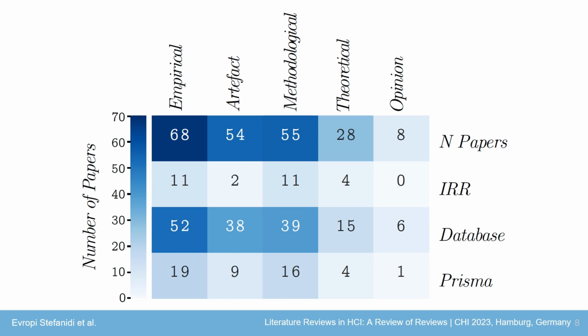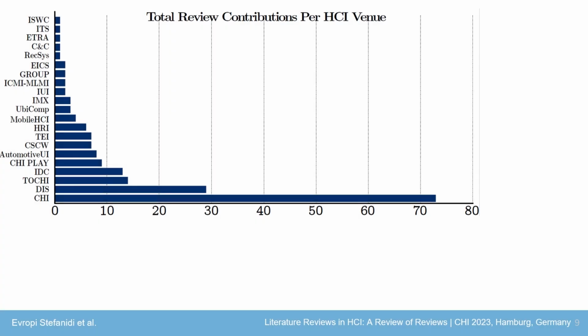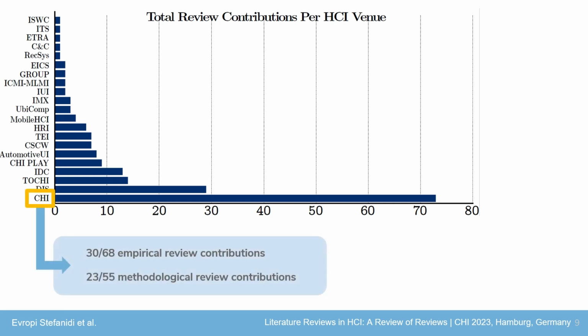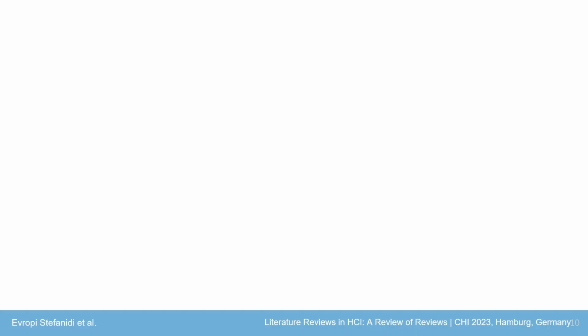For more details, please refer to our paper. We also analyzed where HCI literature reviews were published and how their publication outlet relates to the review contribution types we identified. This bar chart shows the total literature reviews published in each HCI venue. Since the majority of publications covered in this literature review were published at CHI, it comes as no surprise that CHI is the top venue across nearly all contribution types, with the vast majority of CHI papers making empirical and methodological contributions. Please refer to our paper for more information on the publication outlets.